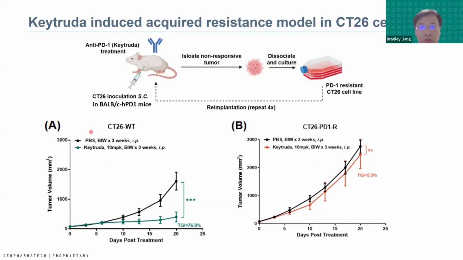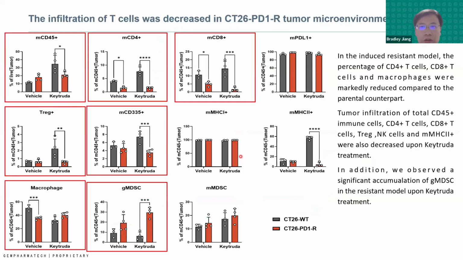In CT26 wild type inoculated into PD-1 humanized mice, we found that Keytruda exhibits very significant anti-tumor efficacy with a TGI of 76.8%, whereas in CT26 PD-1 resistant cells inoculated into the PD-1 humanized mice, the tumor showed no response to Keytruda treatment. We also tested the TILs after treatment to better understand the characteristics of the cell lines.